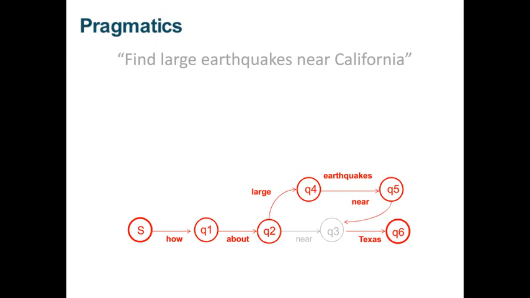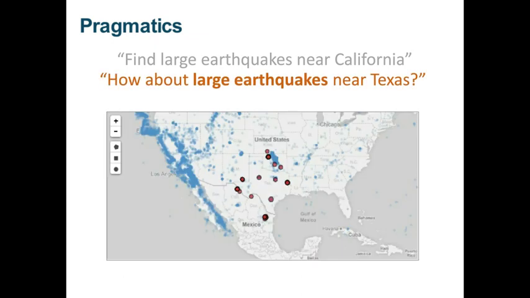Attributes from the previous state, such as large and earthquakes, are all augmented to the given query, giving a higher product of their corresponding transitional probabilities in this finite state machine, leading to showing large earthquakes for Texas in the visualization.